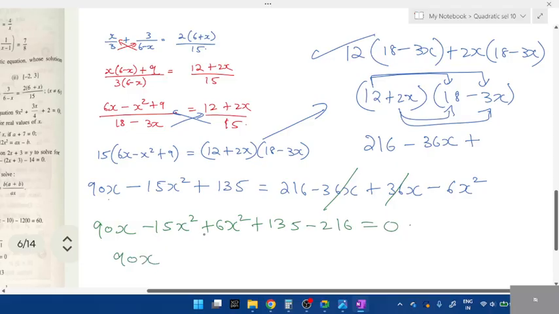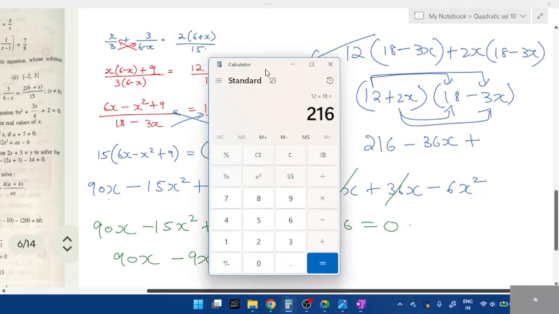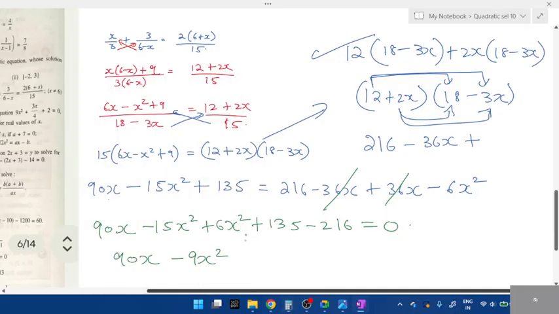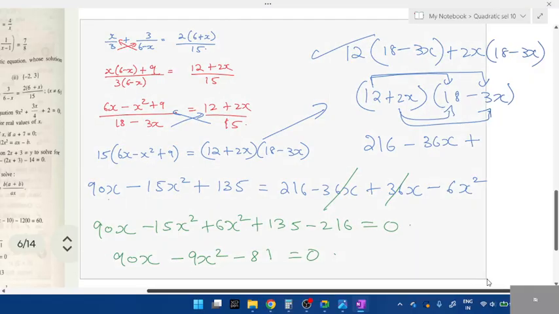90x, plus into minus is minus. 15 minus 6x square. Sorry, 15 minus 6 is 9x square. 15 is greater, minus 9. Plus into minus is minus. 216 minus 135, 81. Yes, 216 is greater, minus 81 is equal to 0. All of you understood the calculation? Yeah, complete it. Be quick, complete it.